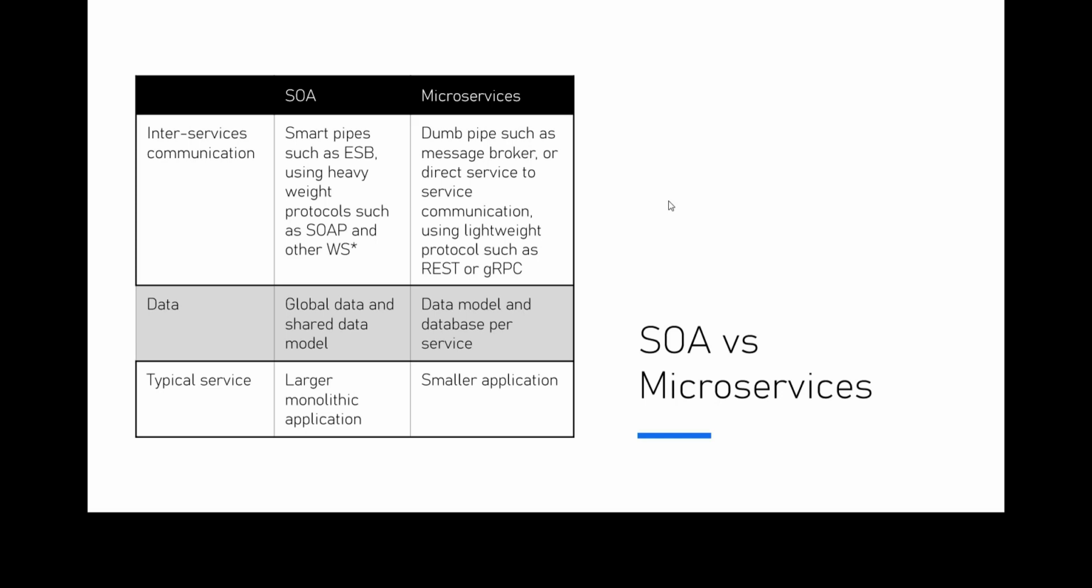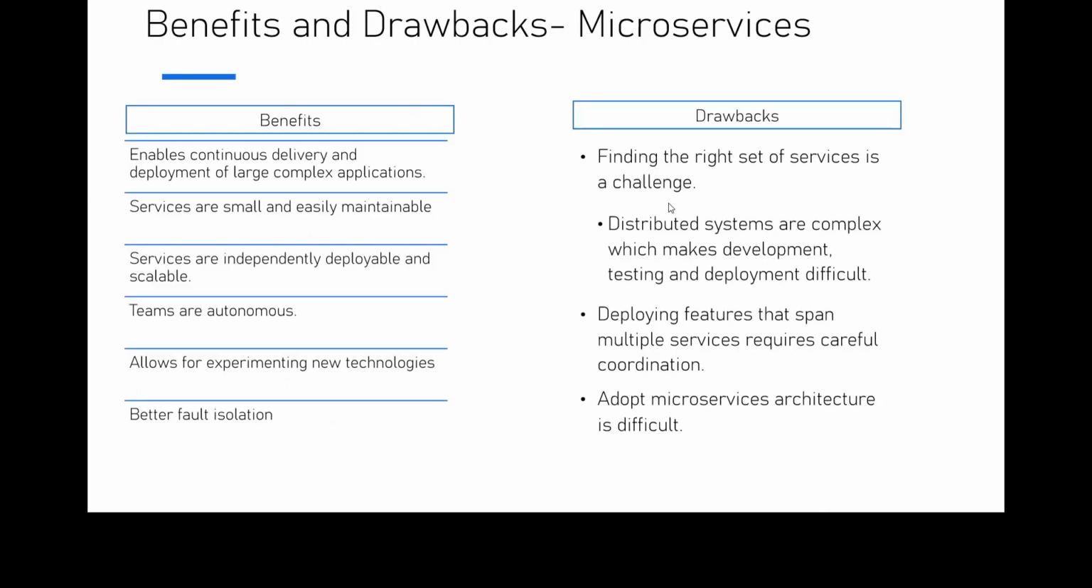When you look at microservices, these are essentially dumb pipes, such as message brokers and direct service communication, with lightweight communication protocols such as REST and gRPC. The data model is ideally going to be one database per service. And eventually we have a smaller application. That's where the SOA services really come in.